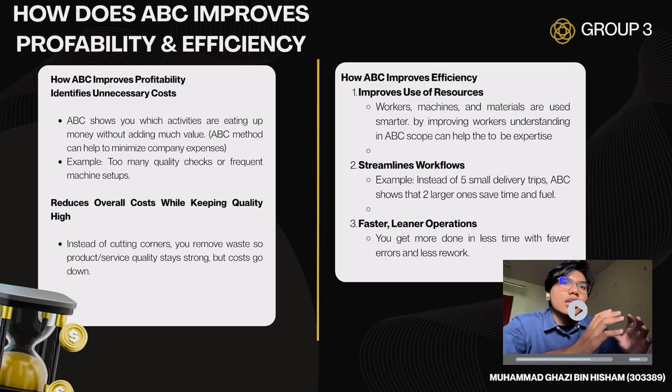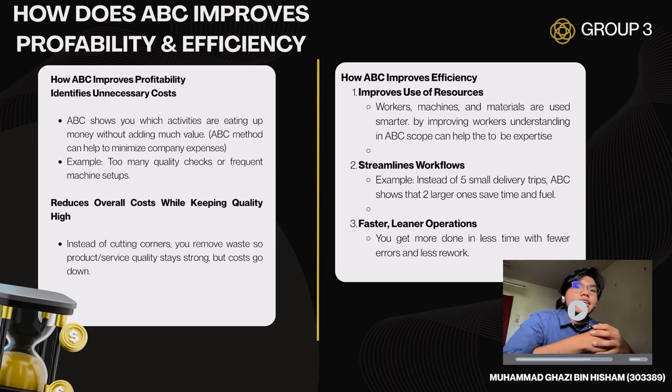Let's say the factory is making 5 small delivery trips a day. ABC might show us that just 2 larger trips would save both time and fuel. Finally, it helps create faster and leaner operations. The factory gets more done in less time with fewer errors and less rework. That means better productivity and smoother days.